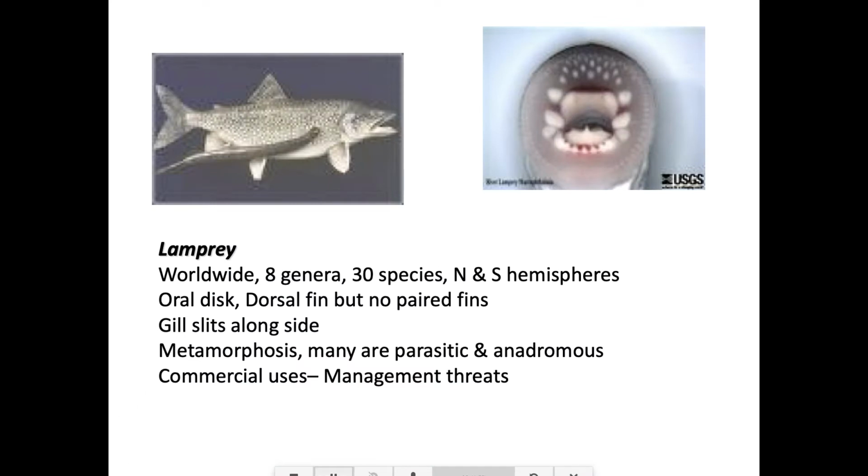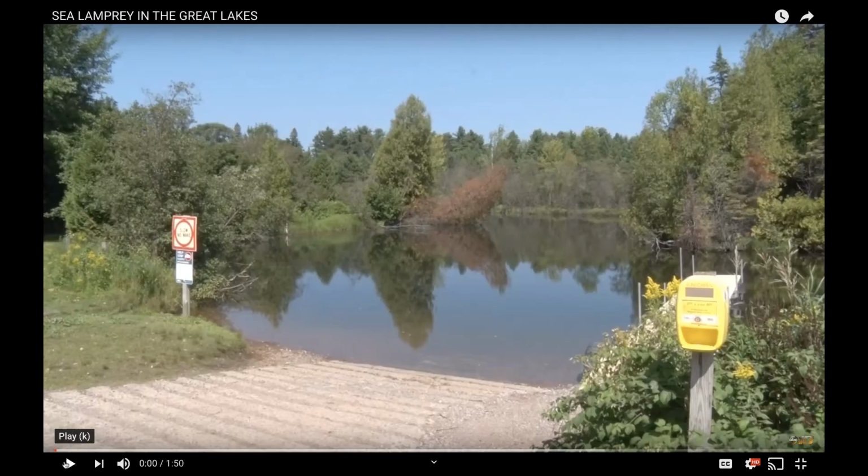Lampreys are found in both northern and southern hemispheres of the world, so they have quite an extensive distribution. They have gill slits along their side for respiration and an oral disc for rasping skin and sucking out blood and other bodily fluids. There is an active program in the Great Lakes to reduce lamprey where they are non-native. They use various toxicants and low-head dams to prevent their migration upstream to spawn.